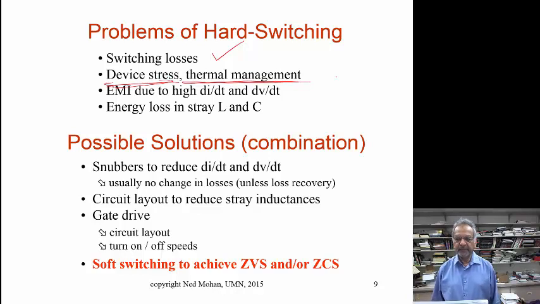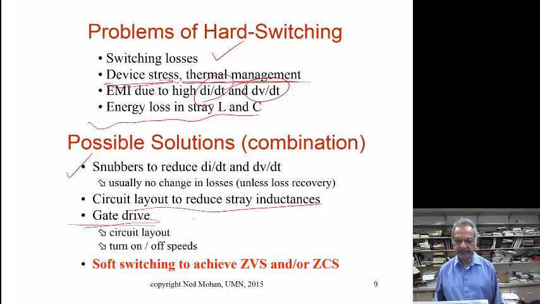And then, depending upon how fast we are switching this FET, we have this problem of di/dt and dv/dt, leading to EMI, and of course there could be some energy lost in these stray inductances and capacitances here. So what are the solutions? Well, we can use snubbers that Professor Robbins talks about in his module, and we can have a good circuit layout to reduce stray capacitances, and also we can pay attention to the gate drive circuitry, how this is laid out, and what is the turn-on and turn-off speed of this FET.